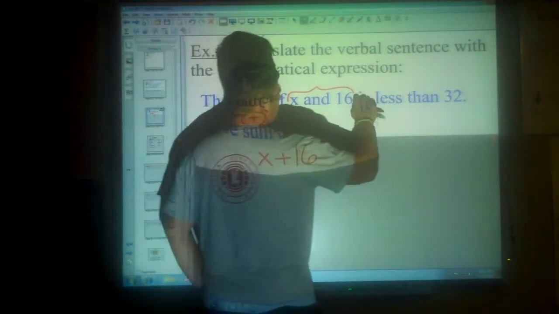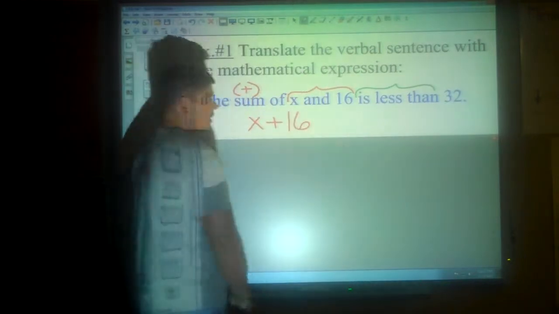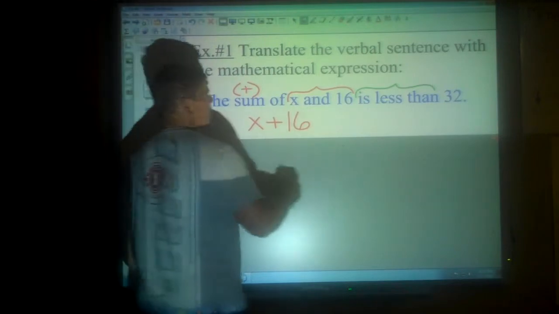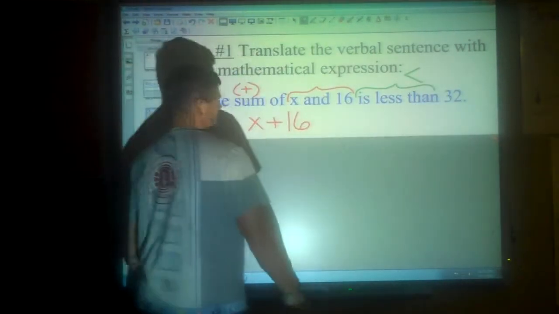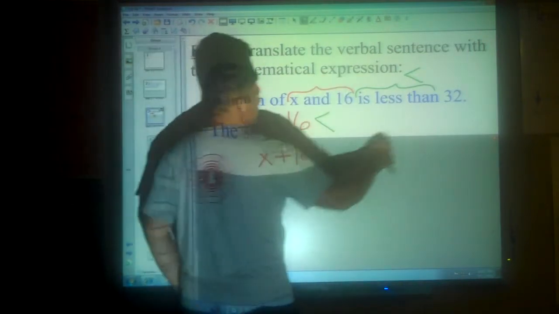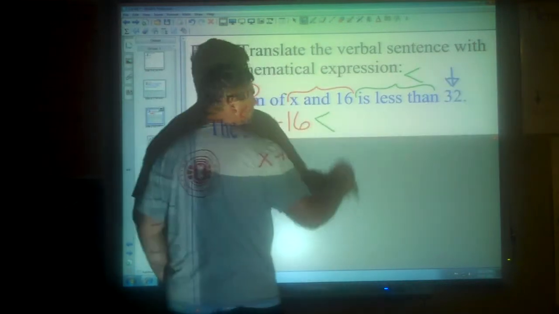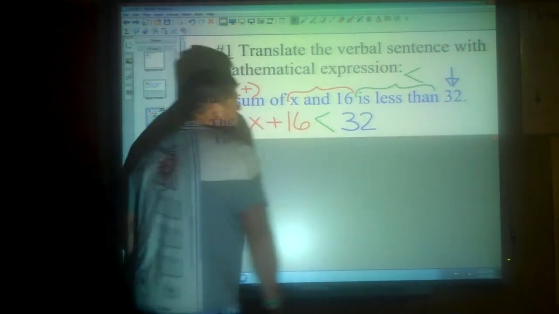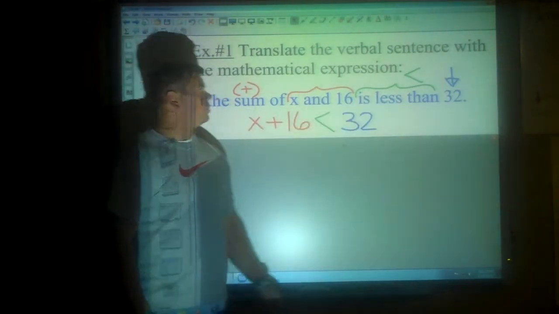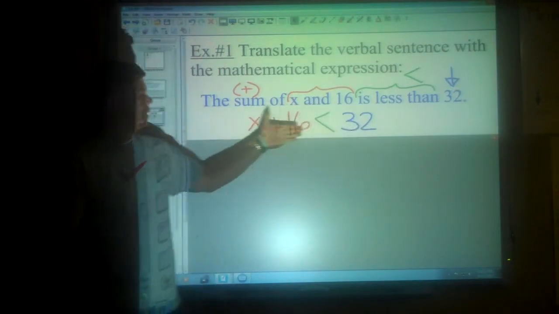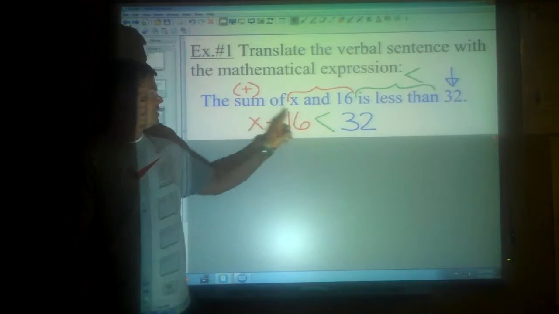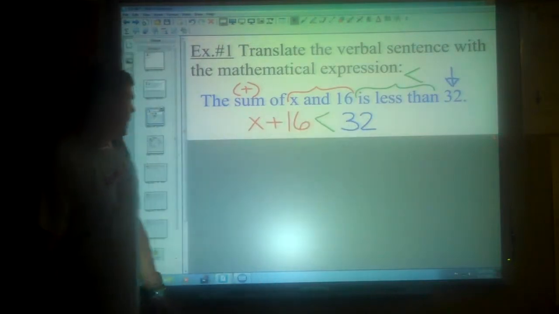The next part here says is less than. Is less than is not an equal sign. It's an inequality. One of them is less than the other. In fact, it's that inequality. So I go ahead and I put that inequality there. And it's less than what? It's less than 32. A fairly important amount to put down. So in words, it says the sum or addition of x and 16 is less than 32. As an expression or an equation or an inequality, I translate it into math, and I still say the sum of x and 16 is less than 32. So it has been translated.